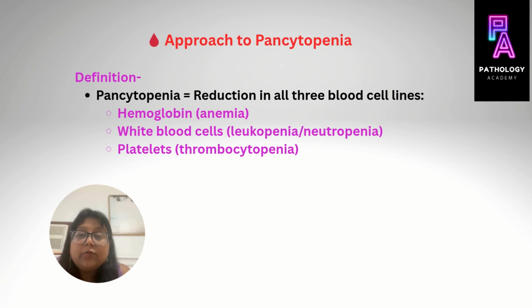What is the definition of pancytopenia? Well, in pancytopenia, there is a reduction in all three blood cell lines. That is, RBC, WBC, and platelets all are reduced. So there is anemia, leukopenia, and thrombocytopenia.